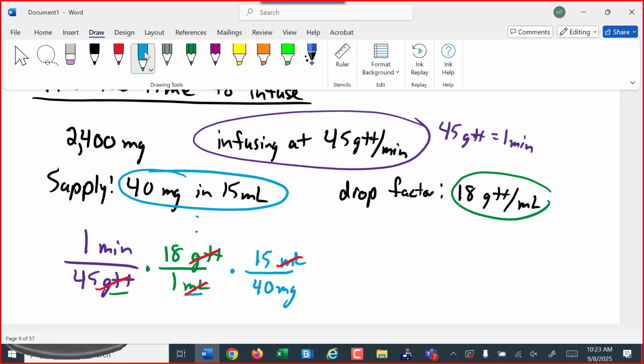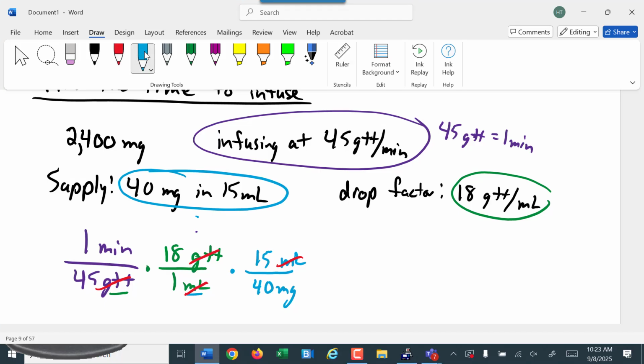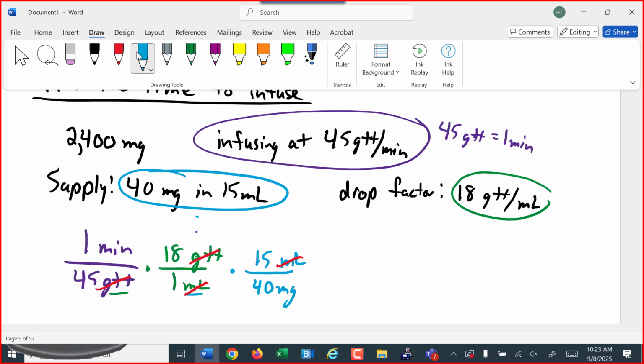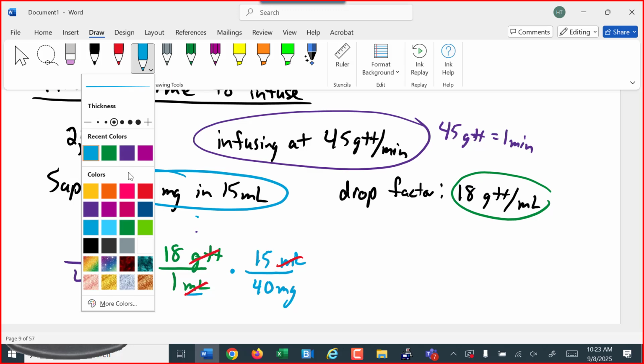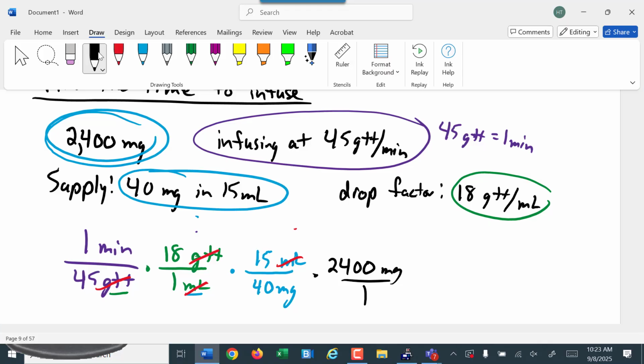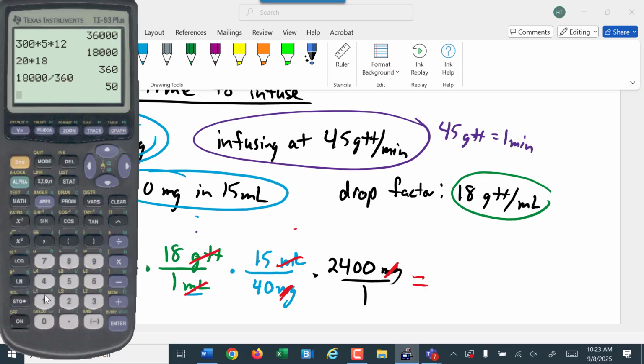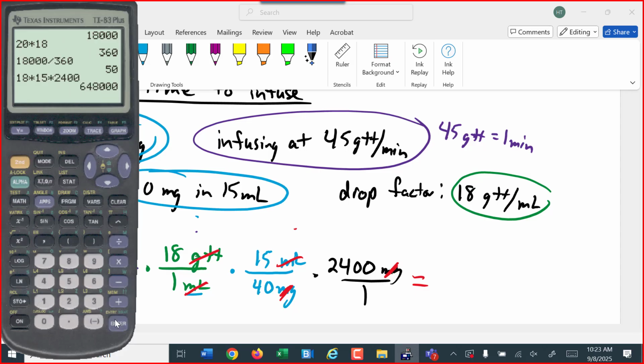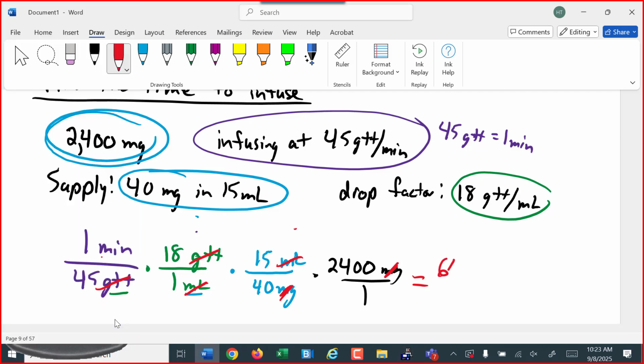And now what I'm going to get here is actually going to be a conversion factor or a unity fraction. But I'm going to go ahead and just combine that with my 2,400 milligrams, the size of my bag or the amount that was ordered to be infused. So I'm just going to multiply by 2,400 milligrams over 1 because I see that that'll cancel out the milligrams. So on top I have 1 minute times 18 times 15 times 2,400, giving me 648,000 minutes.